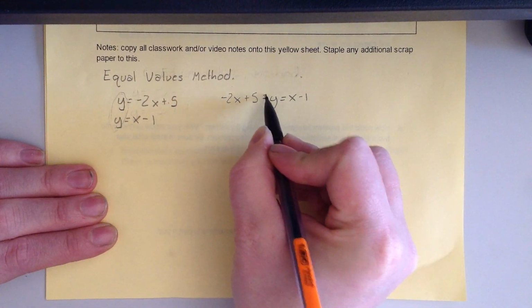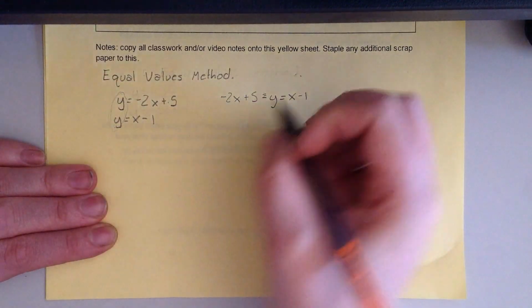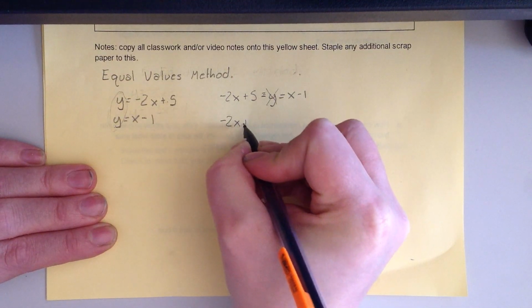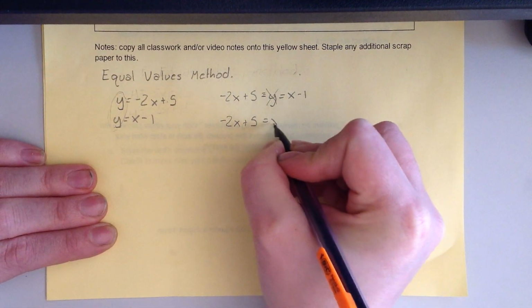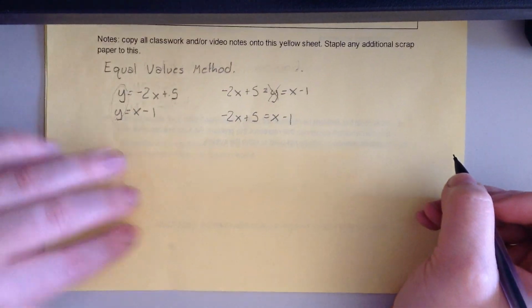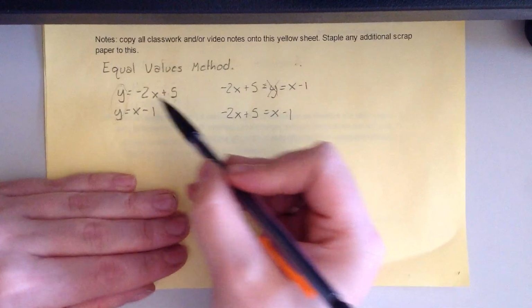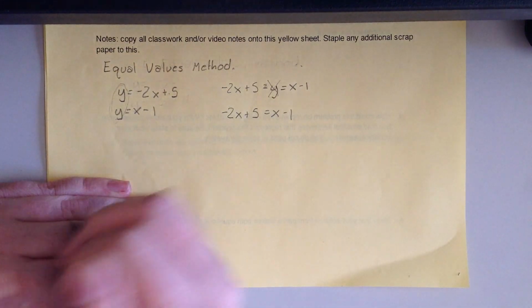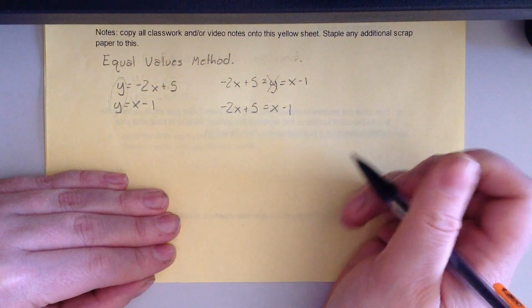And since this sentence says all three of these things are equal, I can kind of eliminate that middleman and write it: negative 2x plus 5 equals x minus 1. Hopefully this is looking a little bit familiar. So once we have our equations in y equals mx plus b form, once we've set them equal to each other, we can very easily simplify to solve for x.